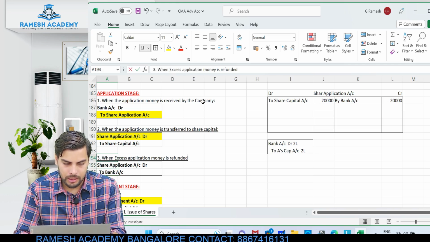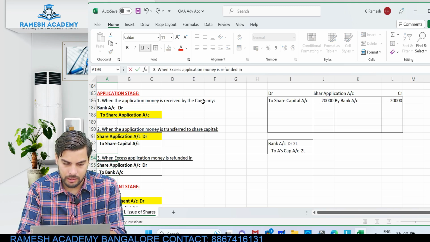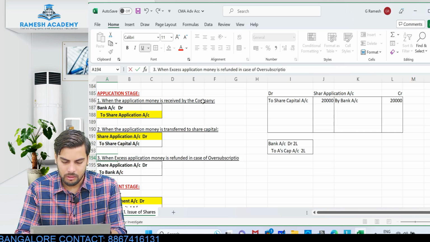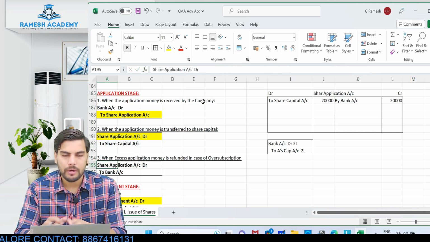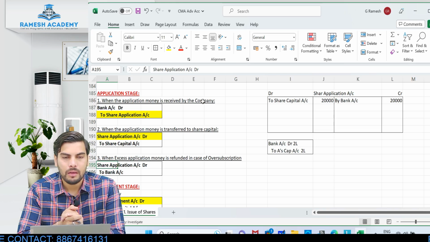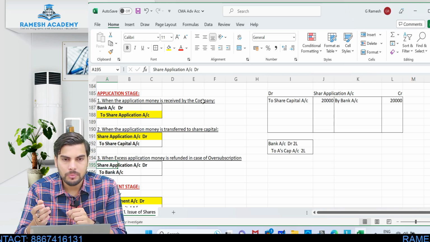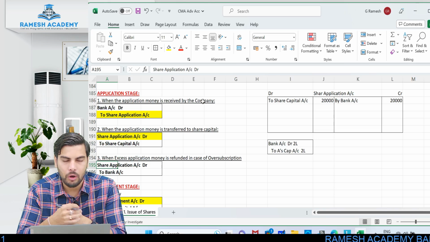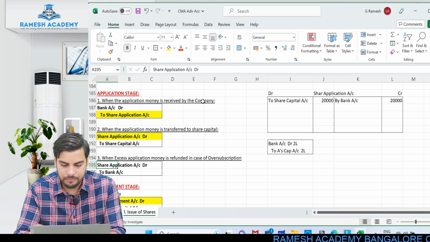When excess application money is refunded, in case of oversubscription. You understood what is oversubscription, right? Yes, I am issuing 10,000 shares, but people are applying for 12,000 shares. So people are willing to subscribe more than what I'm issuing. That is the situation of oversubscription. Clear? All right.